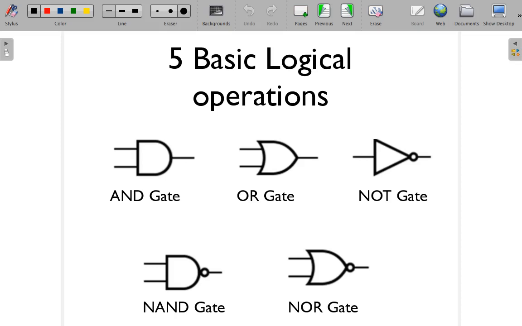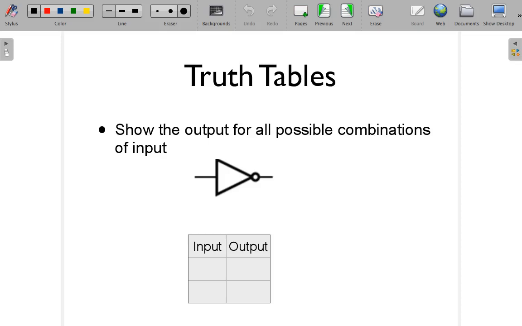So these are your 5 basic logical operations that you need to recall for CSEC Physics. There's your AND gate, your OR gate, your NOT gate, your NAND gate, and your NOR gate. So the truth table shows the output for all possible combinations of input. Let's examine the possible combinations for a logic gate with only one input.